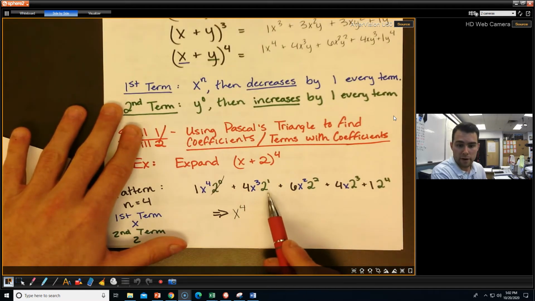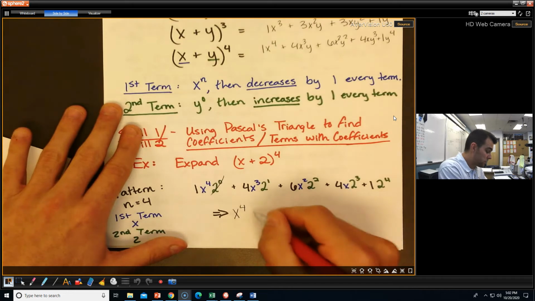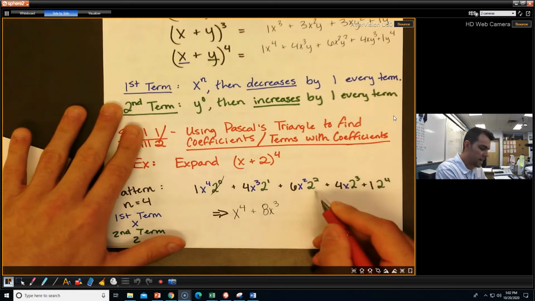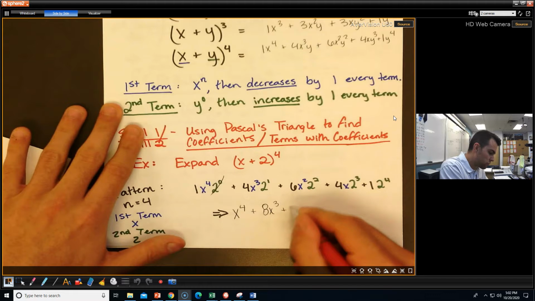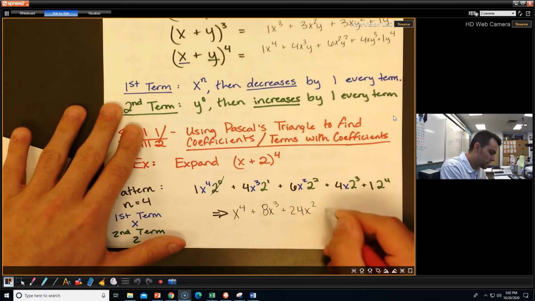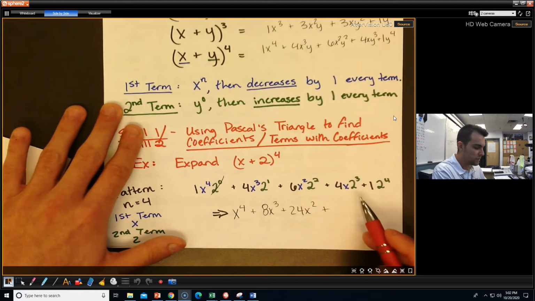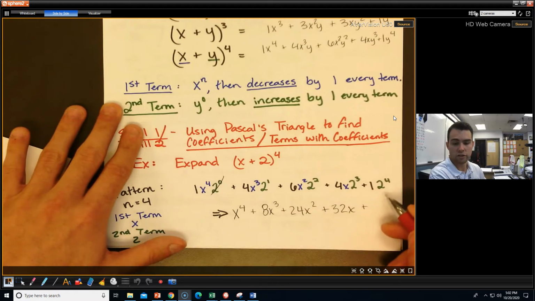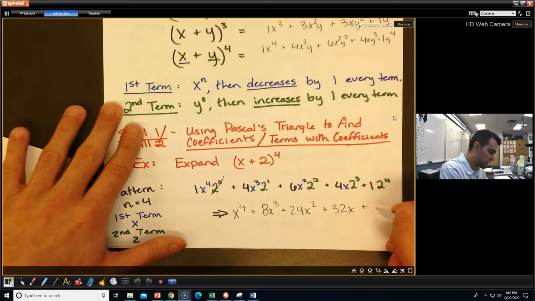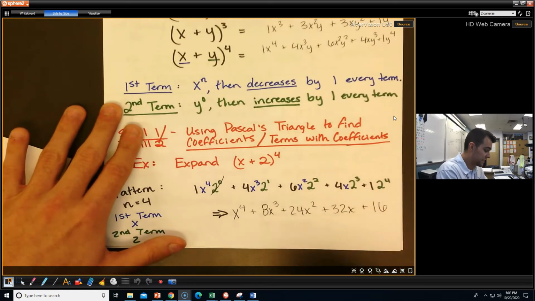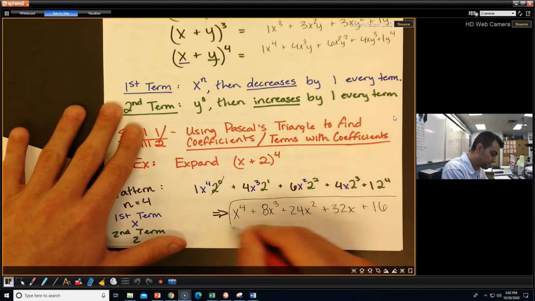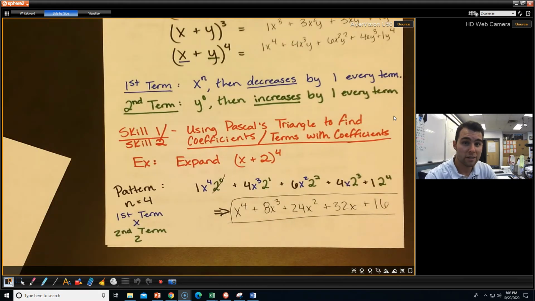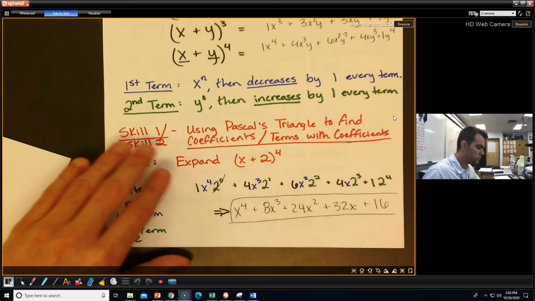I know what 2 to the first power is. Times 4 is 8. So this is plus 8x to the third power. This guy is 4 times 6, which is plus 24x squared. Plus 2 cubed is 8 times 4 is 32x. Plus just 2 to the fourth power, which gives me 16. And that's it. That guy is expanded, just using that pattern that we came up with. Not too bad, okay? Not too bad.